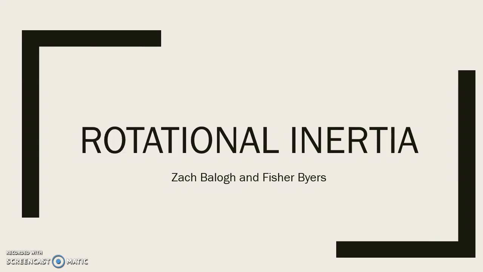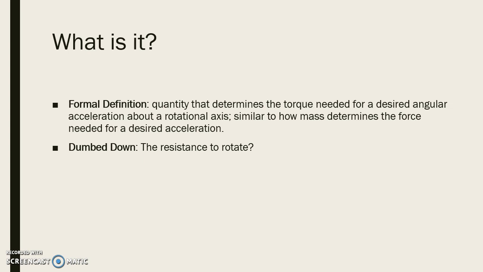This is rotational inertia. Fisher mentioned this was a pretty big topic on the AP exam, so here we are to go over it. First of all, what is rotational inertia? The formal definition is a quantity that determines the torque needed for a desired angular acceleration about a rotational axis, similar to how mass determines the force needed for a desired acceleration. Obviously, the definition is from Google, so we dumbed it down to the resistance to rotate, as brought to you by Fisher Byers.